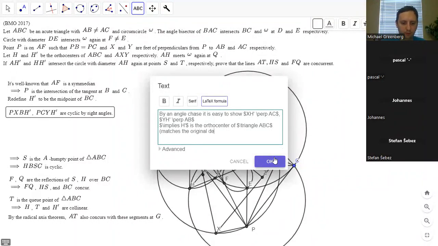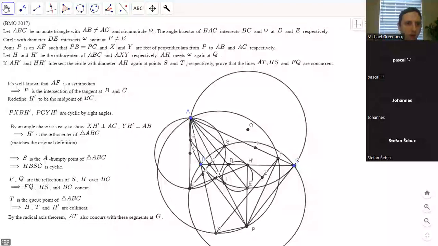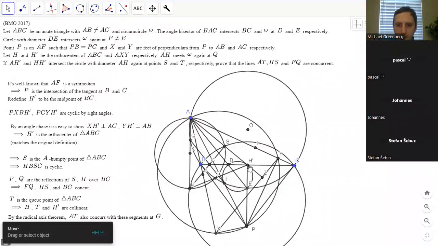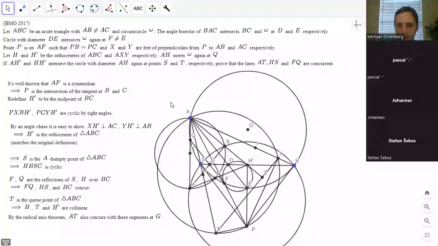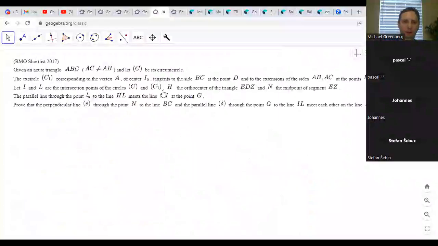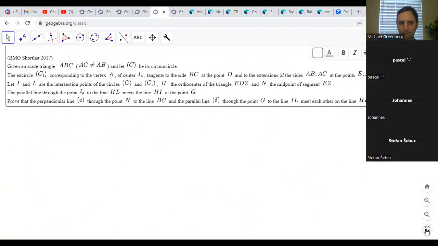That matches the original definition. Right. So I think we are good for this problem. To do the angle chase, the angle between XH prime and AC, that's what we want to calculate. Maybe that's the angle between XH prime and AB, plus the angle between AB and AC. And that seems pretty easy to calculate. So that solves this problem. We used this well-known lemma. So yeah, they're just kind of seeing what other problems you know.